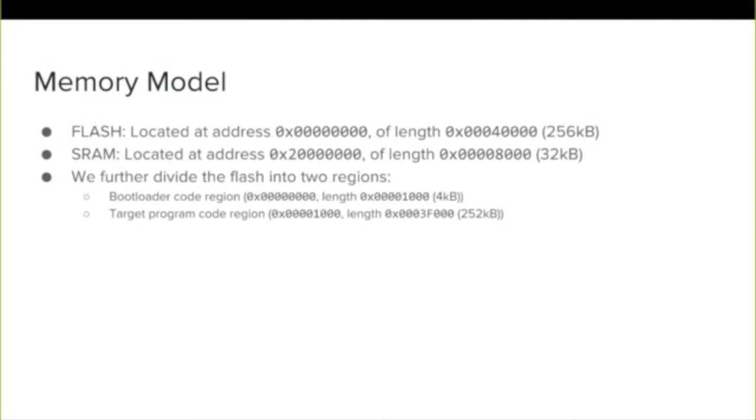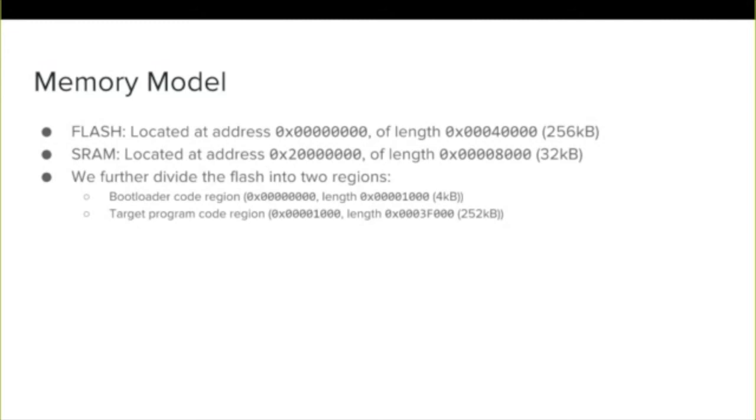And how do you think I arrived at 4 kilobytes? Any ideas? Why don't I choose 1 kilobyte? Yeah, because your bootloader won't fit in 1 kilobyte. Probably not, yeah. So my bootloader, when I compiled it, came out to about 3.5 kilobytes. So I chose the next highest multiple of 1024, which is 4K.